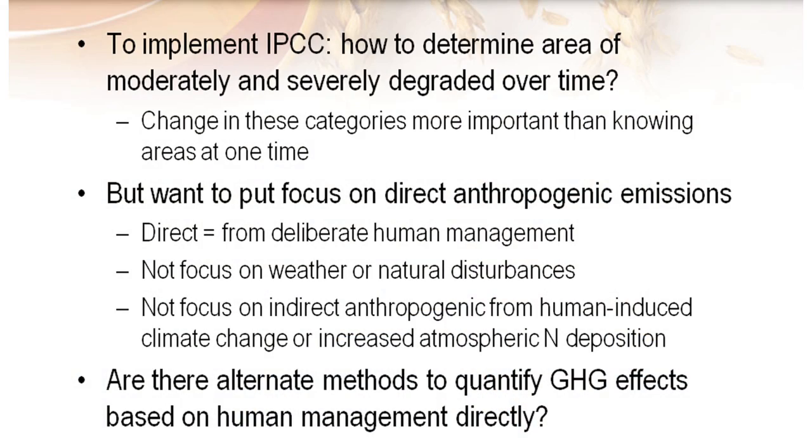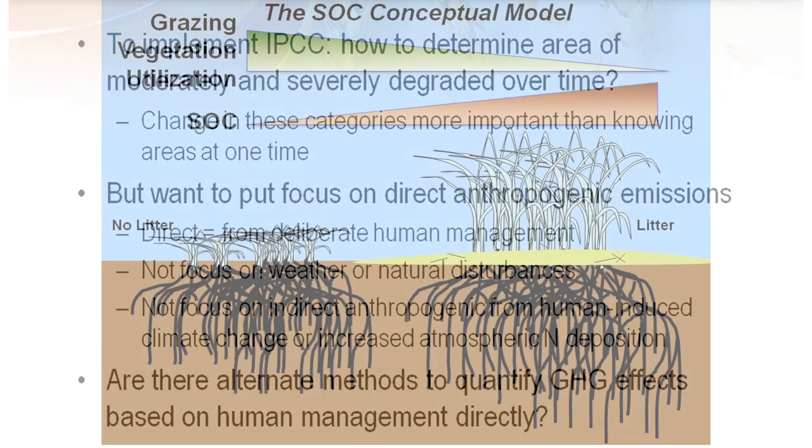And also there's indirect anthropogenic, human-induced climate change, which may not be so important in the Canadian prairies, but in many grasslands in the world, atmospheric N deposition. But again, how do we get at this deliberate human management? Are there alternate ways that we can quantify greenhouse gas emissions based on human management directly?